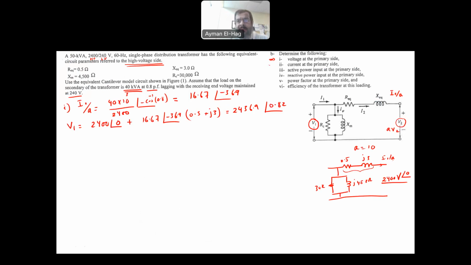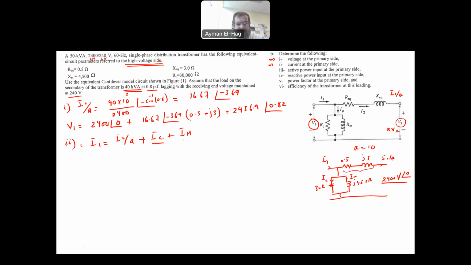Number 2, find the current in the primary. Now the current in the primary, which is I1, is equal to, of course, I2 over A, plus the current that goes in the RC, which I will call IC, plus the current that goes through the inductive part of the core, which is IM.